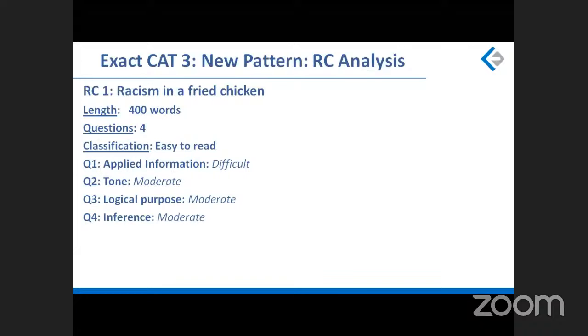So that's what was new in this one, applied information, and because it was new, that is the only reason I've labeled it difficult. For many of you who are very good with critical reasoning, it might not be such a difficult question. The second question was tone. The third was logical purpose. Overall, the first passage was moderate to difficult in terms of questions, but in terms of readability, it was easy. Anybody who started with the first passage, I can understand, because it's a very attractive passage.